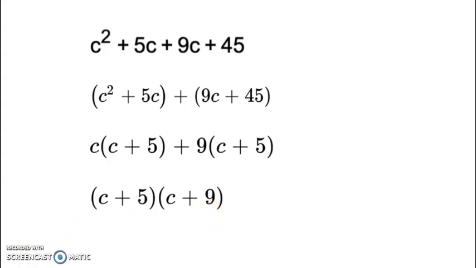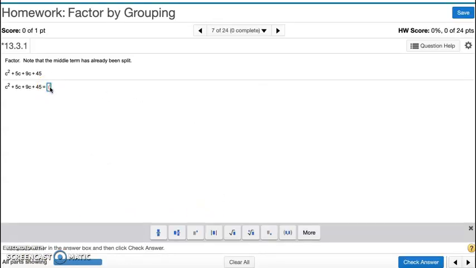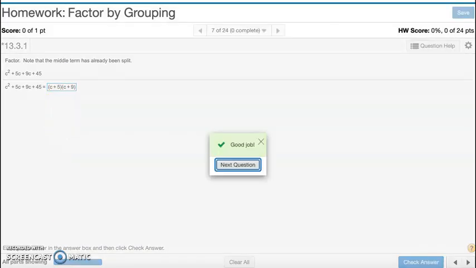So let's put that in. So parentheses, C plus 5 and C plus 9. And that's number 7.